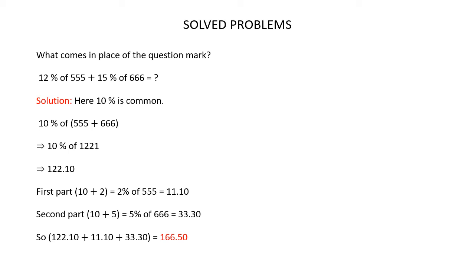So 122.10 plus 11.10 plus 33.30 is 166.50. So 166.50 comes in place of the question mark in the given equation.